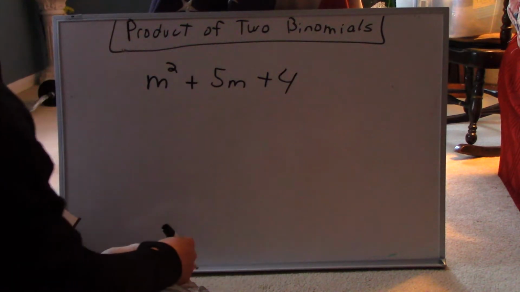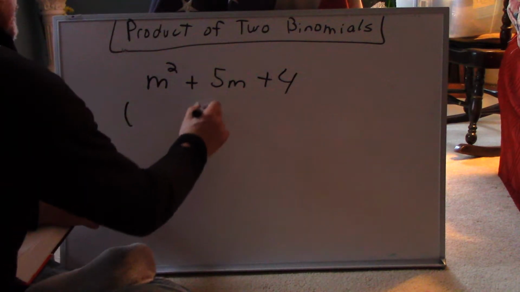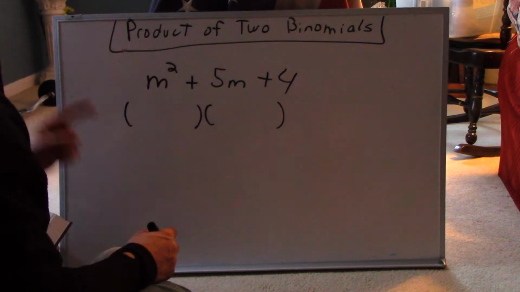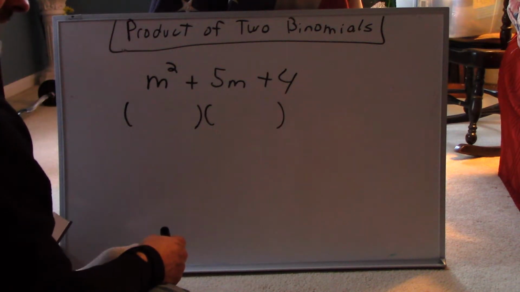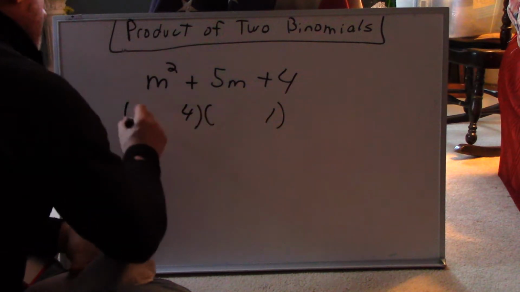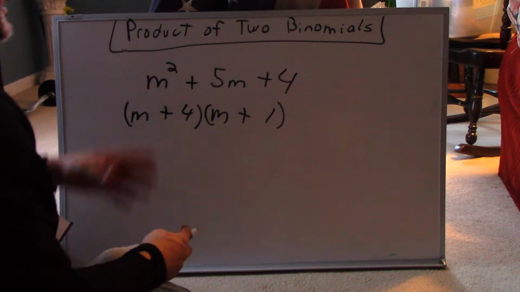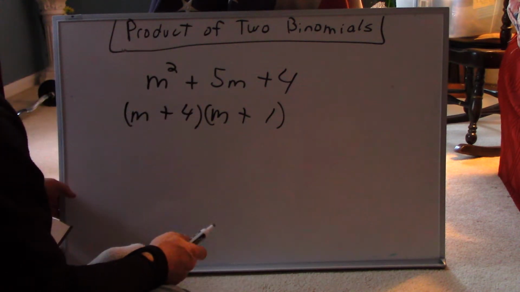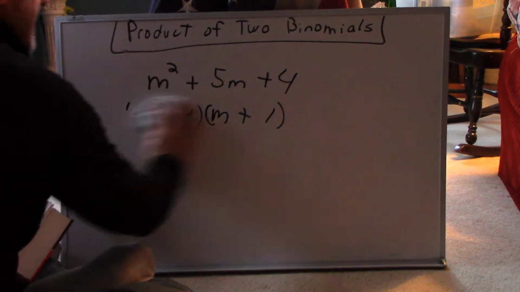Okay. m squared plus 5m plus 4. I know I'm going to get 2 binomials. What are the factors of 4 that if you add or subtract will give you a 5? Well, there's only one factor pair for 4, and it's 4 times 1. I put my m in my m plus. Because you see, 4 times 1 is 4, and then 4 plus 1 is 5. So that's it. We got it.